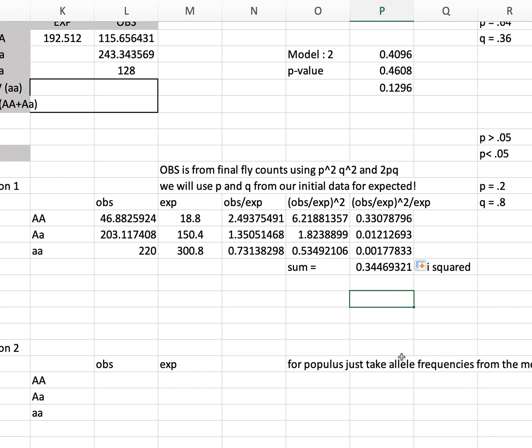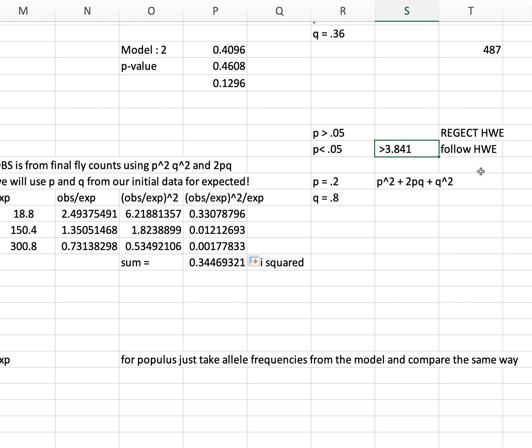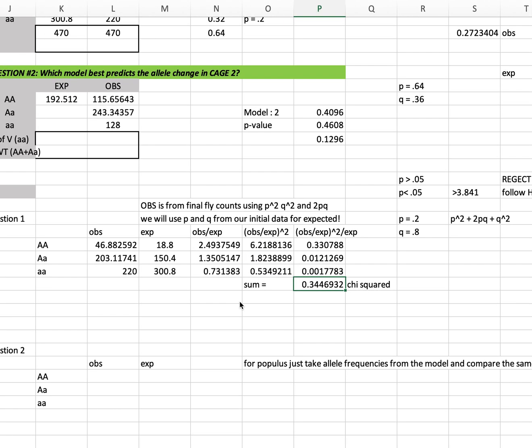We can use this value to compare to a chi-squared table. I have my rules written over here. If our chi-squared value is less than 3.841, then we have a p-value that is greater than 0.05, and that means we are following Hardy-Weinberg equilibrium. Vice versa, if we have a p-value that is less than 0.05, our chi-squared sum is greater than 3.841, and we reject Hardy-Weinberg, and we can say that evolution is occurring.